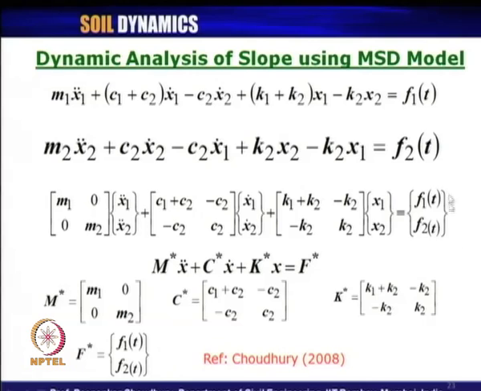this matrix form, the governing equation of motion, which can be mentioned in a simplified way like this. So, M star is nothing but the mass matrix, C star the damping matrix and K star the stiffness matrix, F star is the applied dynamic load matrix, and x double dot is the acceleration vector, x dot is the velocity vector and x is the displacement vector. So, these are different matrices which are expressed in this slide.